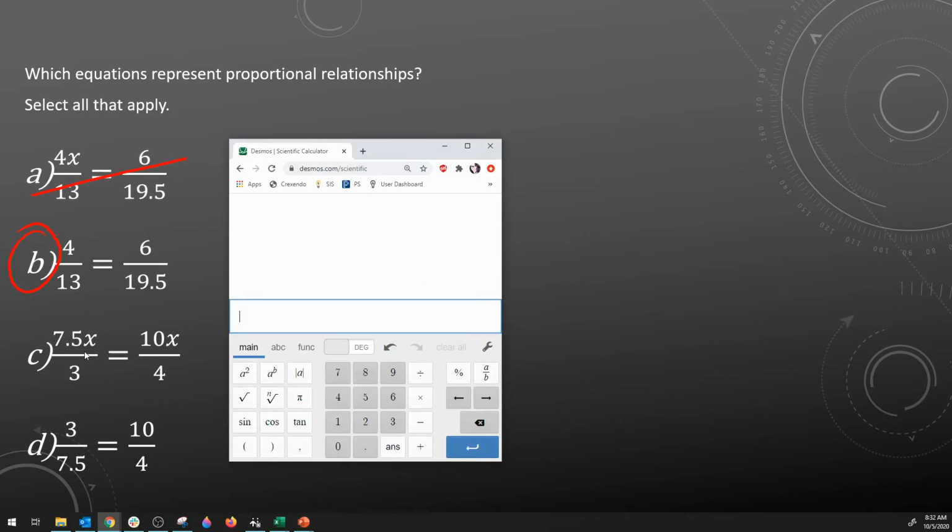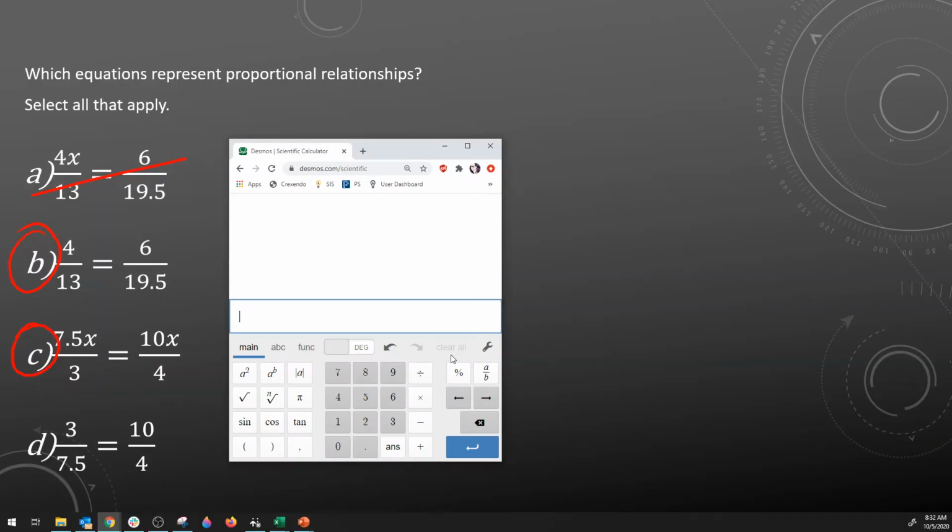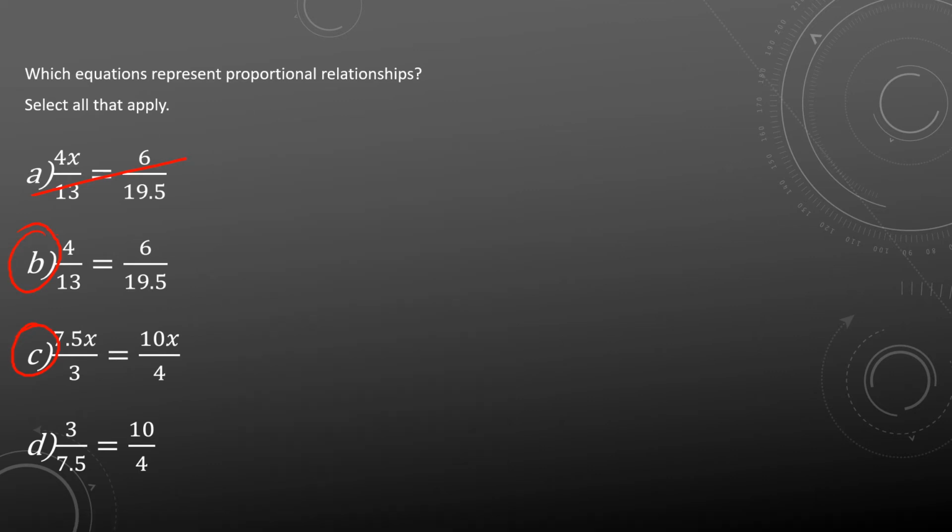Let's check C. For C, I have 7.5 over 3, and I have 10 over 4. Both of these reduce to the same exact fraction, so that means this is proportional. Let's take a look at D. Very last one, 3 over 7.5, not 8, 3, and 10 over 4. These do not reduce to the same fraction, which means that this bottom one is not proportional.